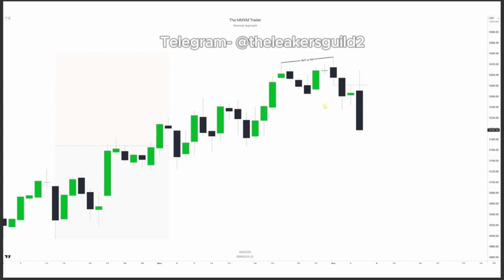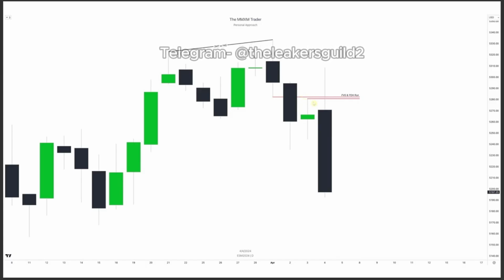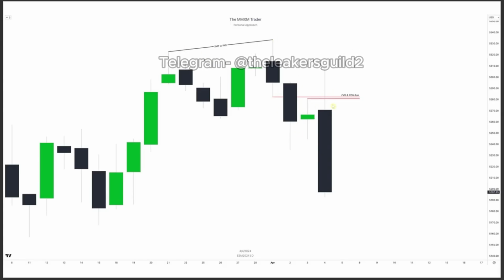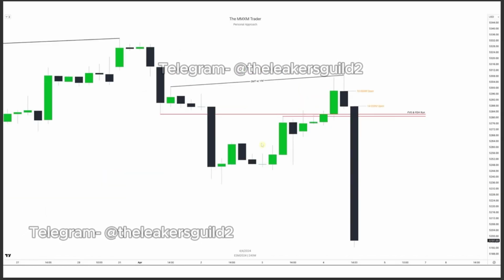So let's zoom in a little bit more. Still on the daily chart, but we want to be focusing on this piece of price action, right? We've got a daily fair value gap and a previous daily high run, right? And we're closing below in the range, SMT on the high, so that makes for a high probability bearish move next.